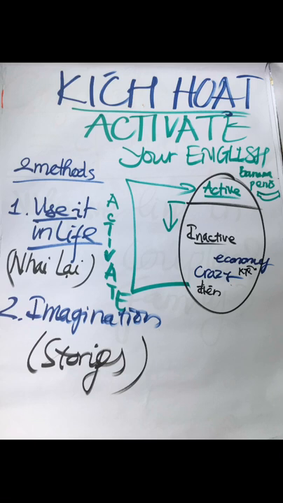You have an active zone, like when I say banana, you see a banana, or banana penis, and you see a penis, right? But when I say economy or crazy, and you see the Vietnamese words, if you see the Vietnamese words, then that English is inactive.